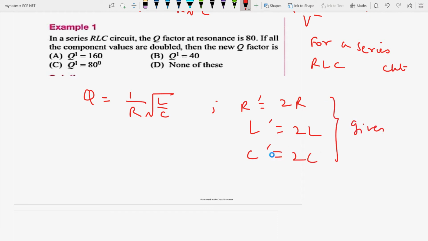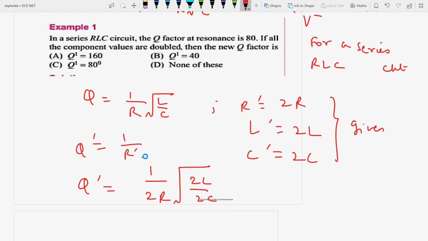Okay, so what will happen to this Q? This Q dash is what? R becomes twice R, and this is again twice L by twice C. If I just put it here, Q dash is equal to 1 upon R dash under root L dash by C dash. Just put down the values. This is first equation, this is second equation. Putting down the values, I have it this way.